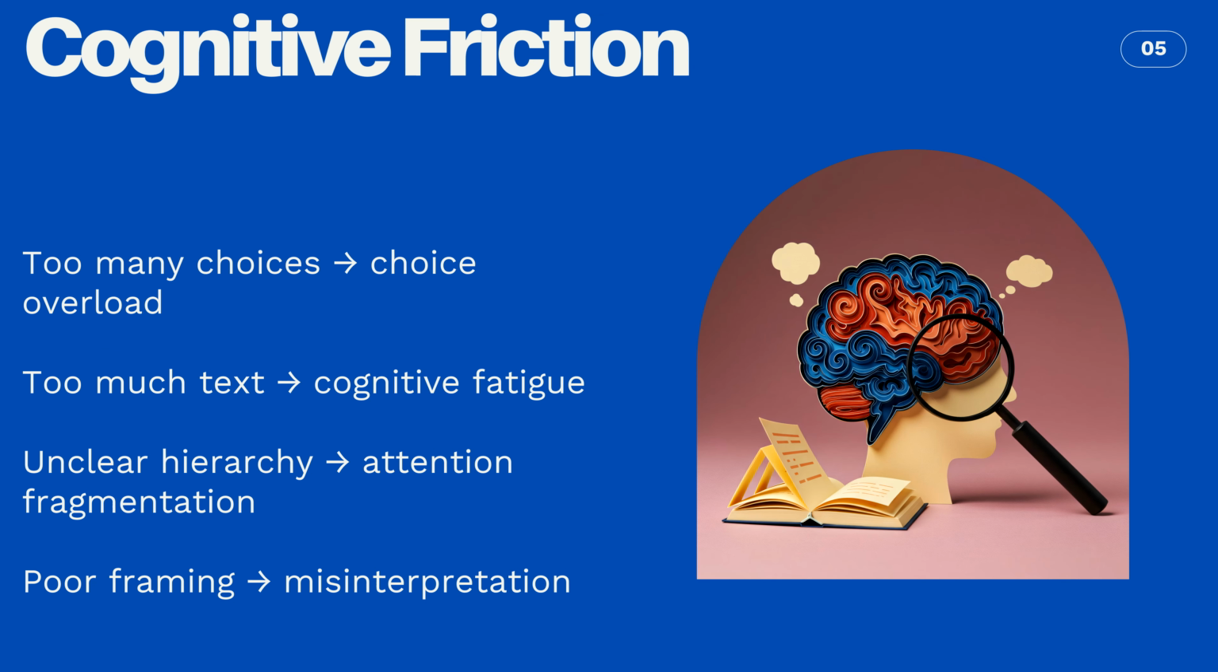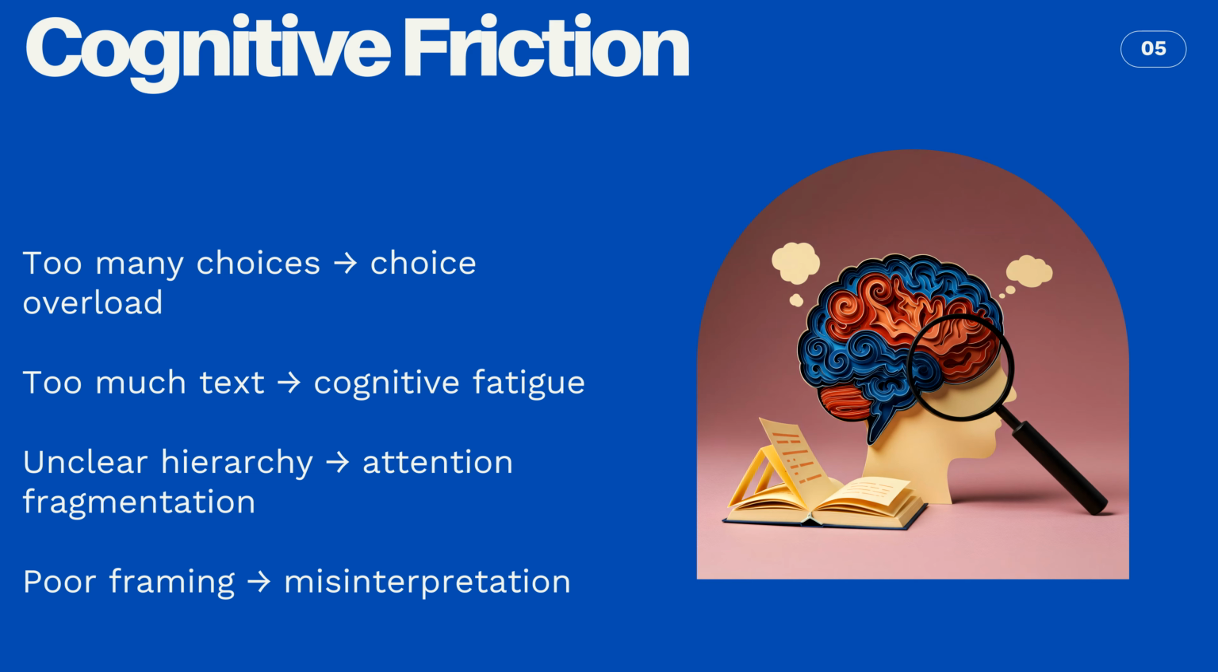Cognitive friction is one of the most powerful and most underestimated drivers of abandonment. Choice overload, demonstrated in the famous Iyengar and Lepper jam study, shows that too many options reduce purchase likelihood. This is explained by Hick's law and decision fatigue. Too much text creates cognitive fatigue, which is grounded in working memory theory. The brain can only hold about 4 to 7 chunks of information at once. Anything beyond that overwhelms processing capacity.